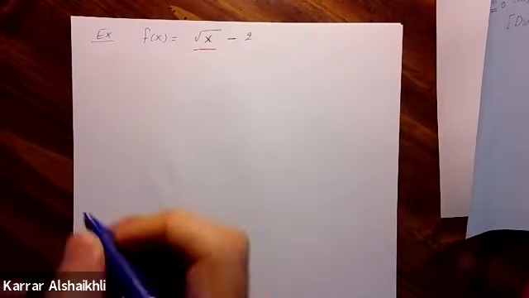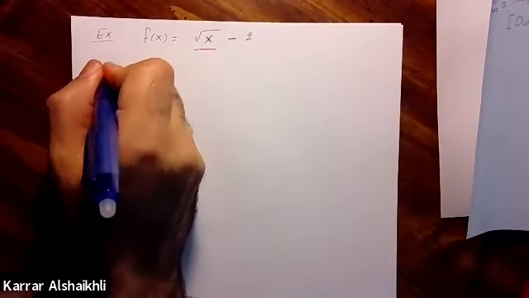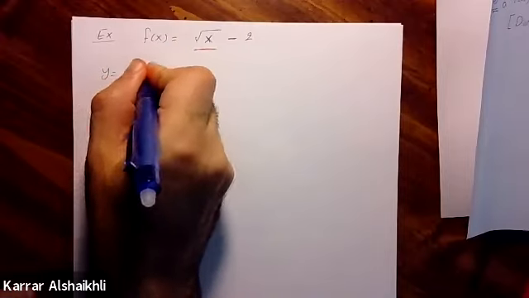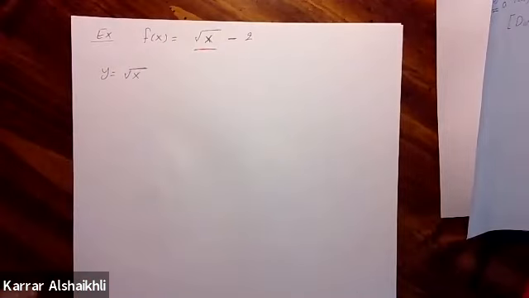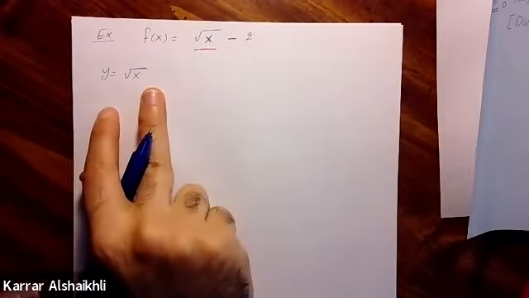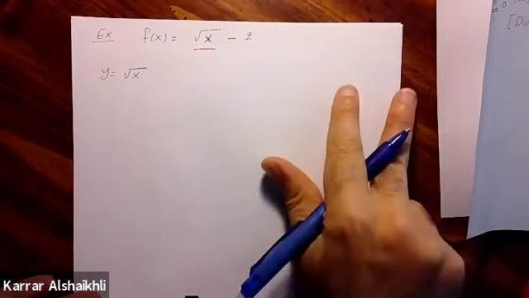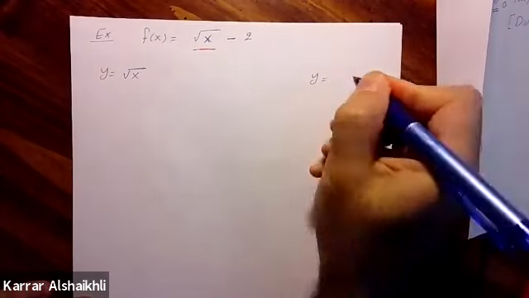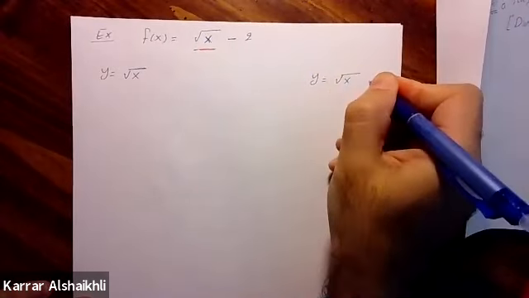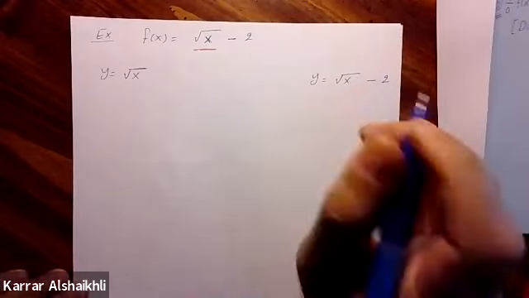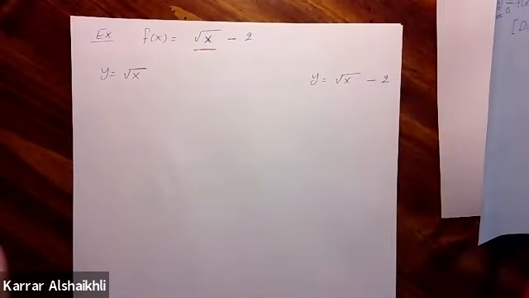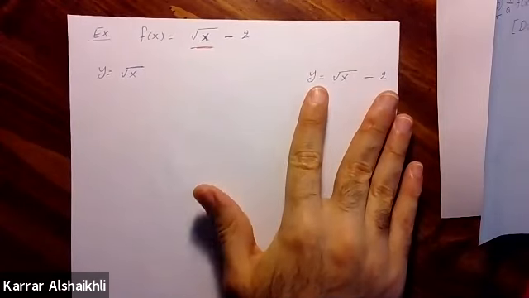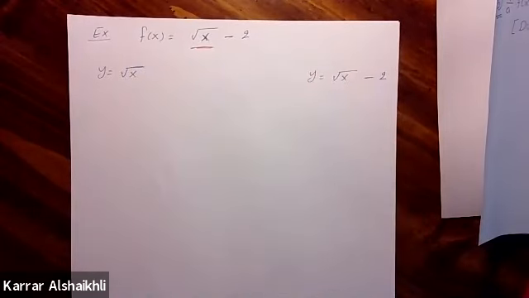That means my parent function, I'm going to say here on the side, y equal square root of x. This is the parent function. And I'm going to graph the new function here on this side. Y equal square root of x minus 2. So this is the parent function. This is the new function. I need to graph it, but I'm going to use this parent function.